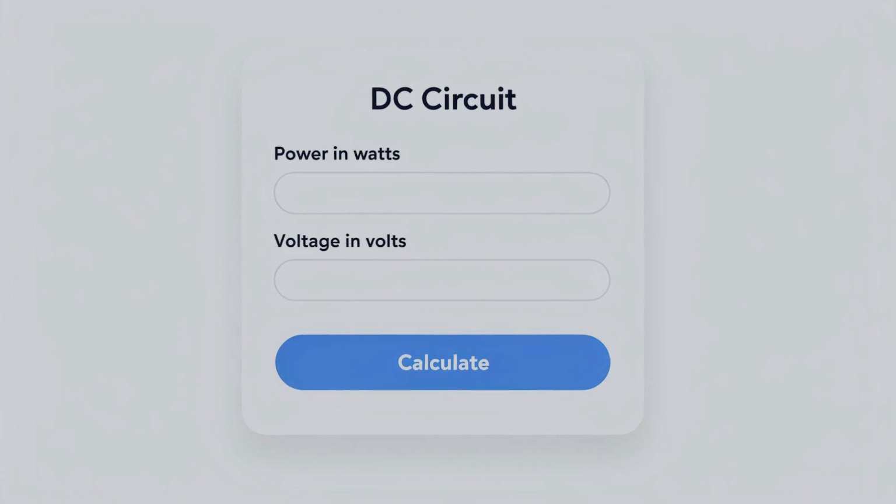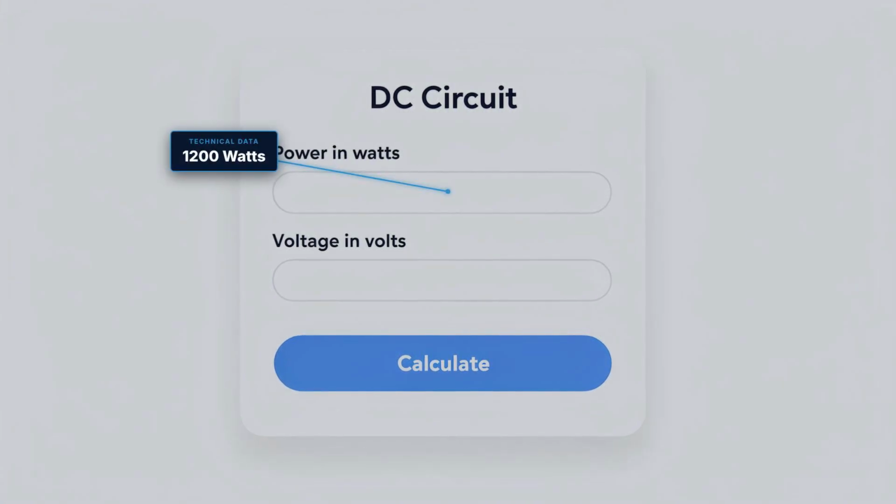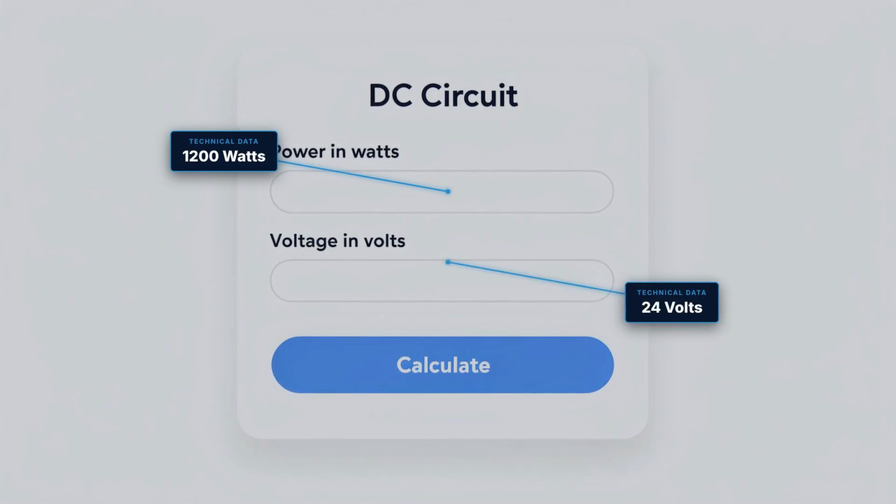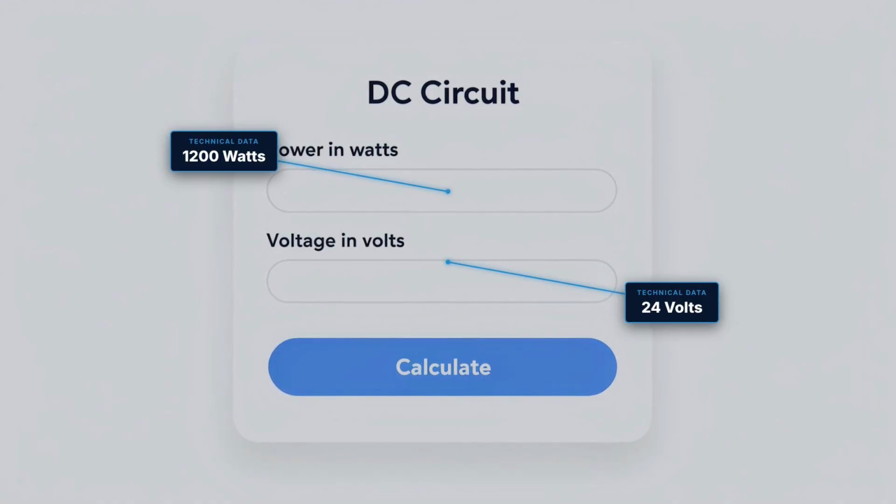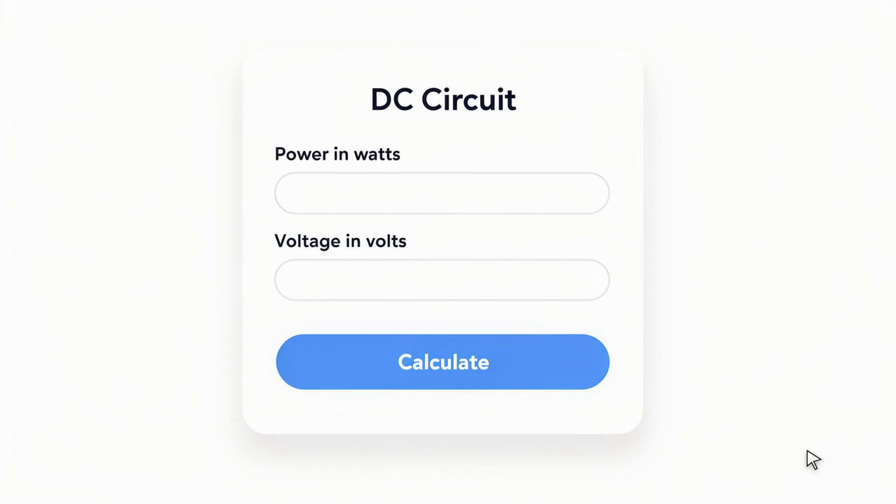When you select DC Circuit mode, you'll see 2 input fields. First is power in watts, with a placeholder showing 1200 as an example. Second is voltage in volts, with placeholder 24. These are the only 2 inputs needed for DC calculations. Let's enter 1200 watts and 24 volts.